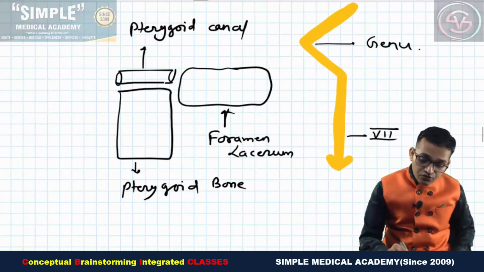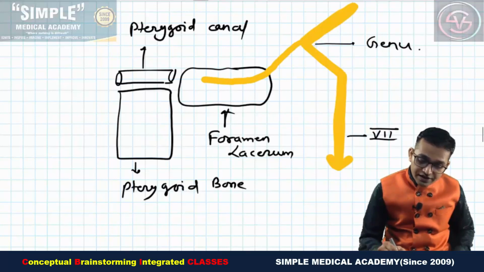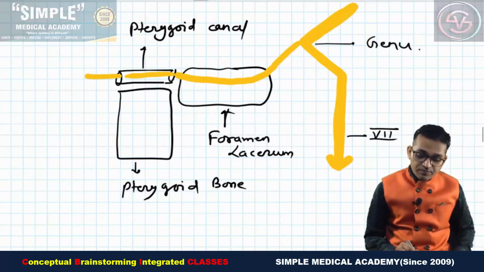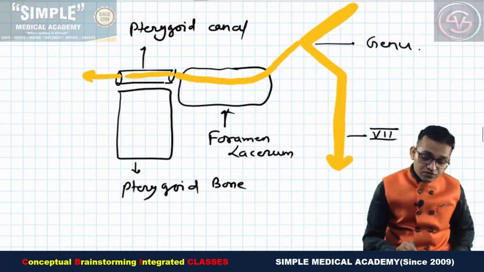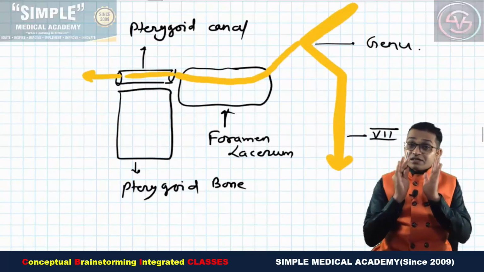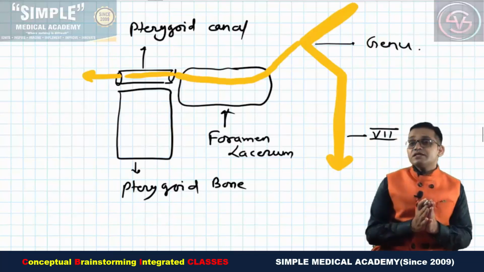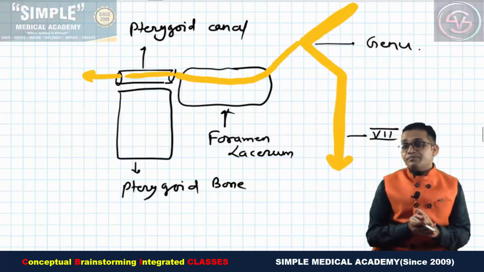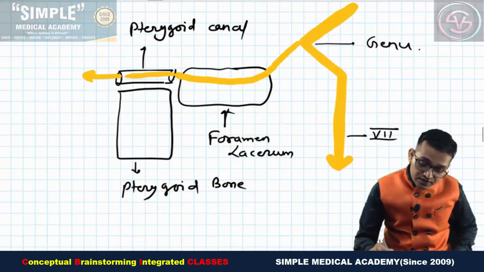As I told you, from this genu part one nerve comes, that is the greater superficial petrosal nerve, which passes from the posterior wall to the anterior wall of the foramen lacerum, and then reaches the pterygoid canal. Okay, and what happens to this nerve we will see later. This nerve runs in the petrous part of the temporal bone. Yes, this foramen lacerum is very closely related with the petrous part of the temporal bone. That's why this nerve is known as the greater superficial petrosal nerve.